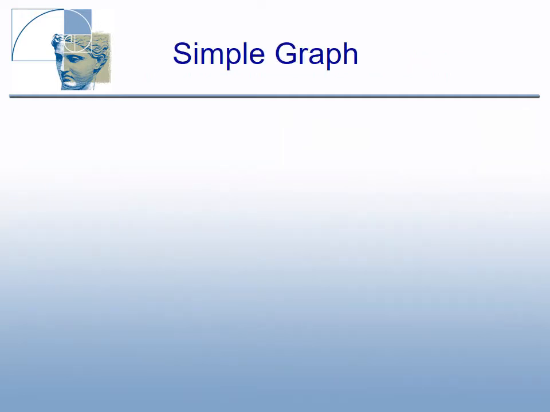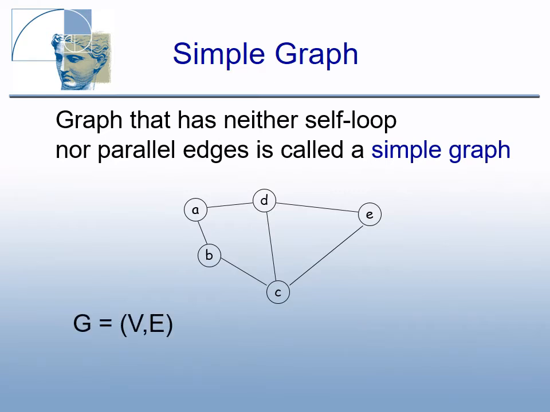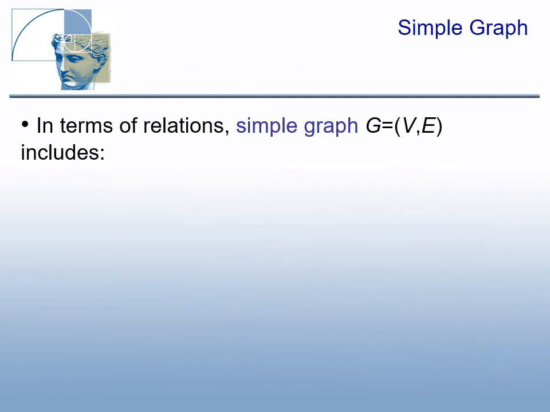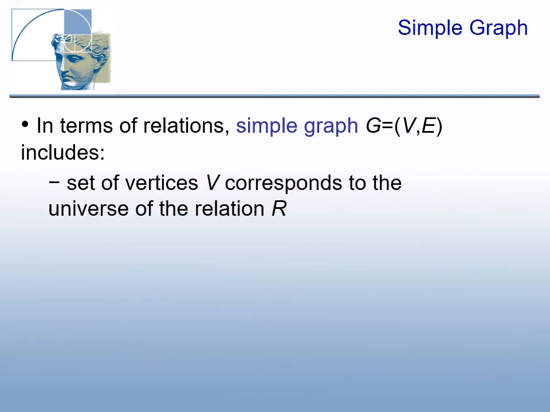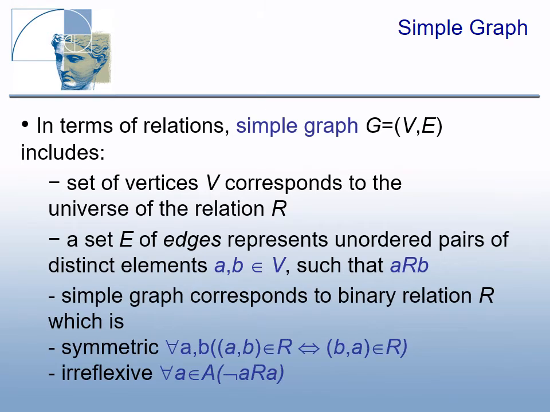A graph that has neither self-loops nor parallel edges is called a simple graph. The shown simple graph has 5 vertices and 6 edges, all listed in the slide. We can define a simple graph in terms of relations. The set of vertices of a graph corresponds to the universe of the binary relation R. The set of edges consists of edges between a and b such that a R b. Moreover, the relation R is symmetric and irreflexive.